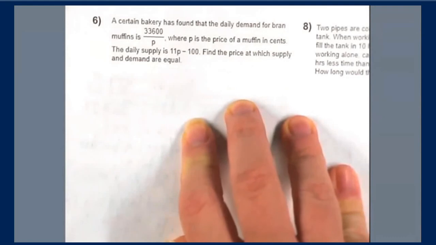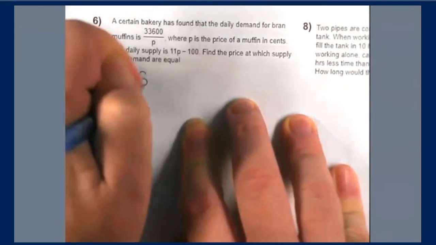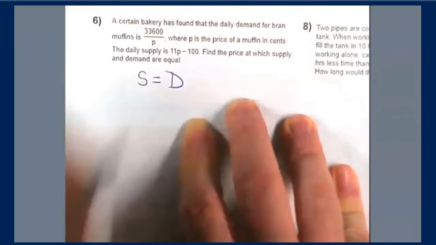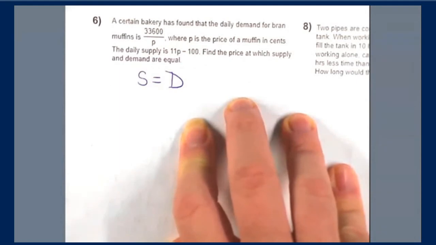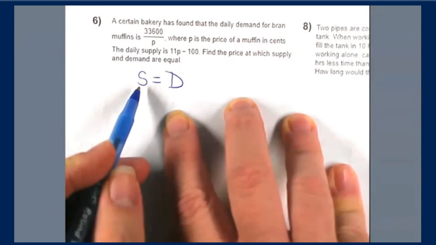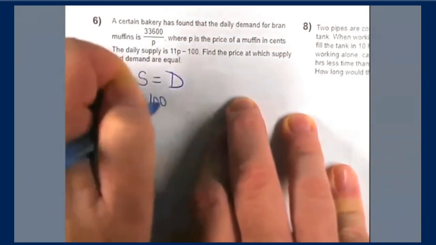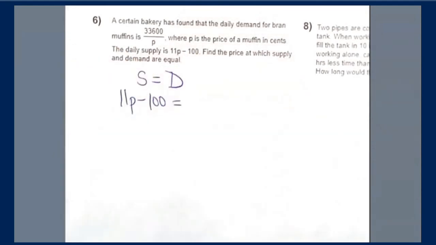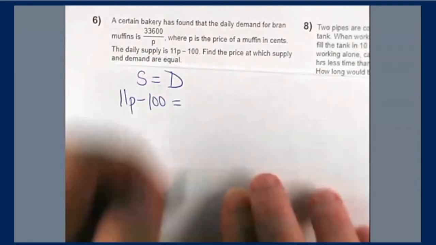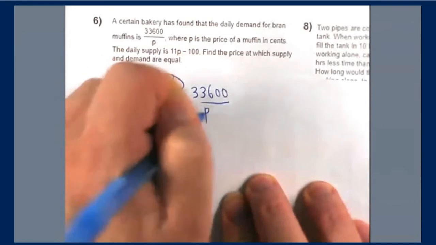That last sentence tells us how to set up our equation or set up our problem. Supply is equal to demand. So supply is represented by the expression 11P minus 100, and demand is the fraction 33,600 all over P.